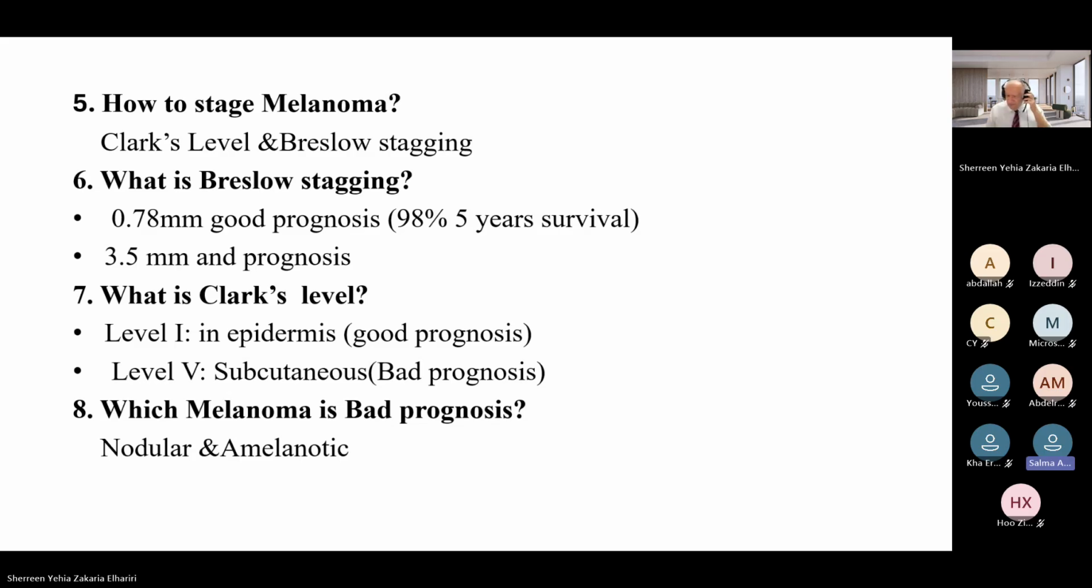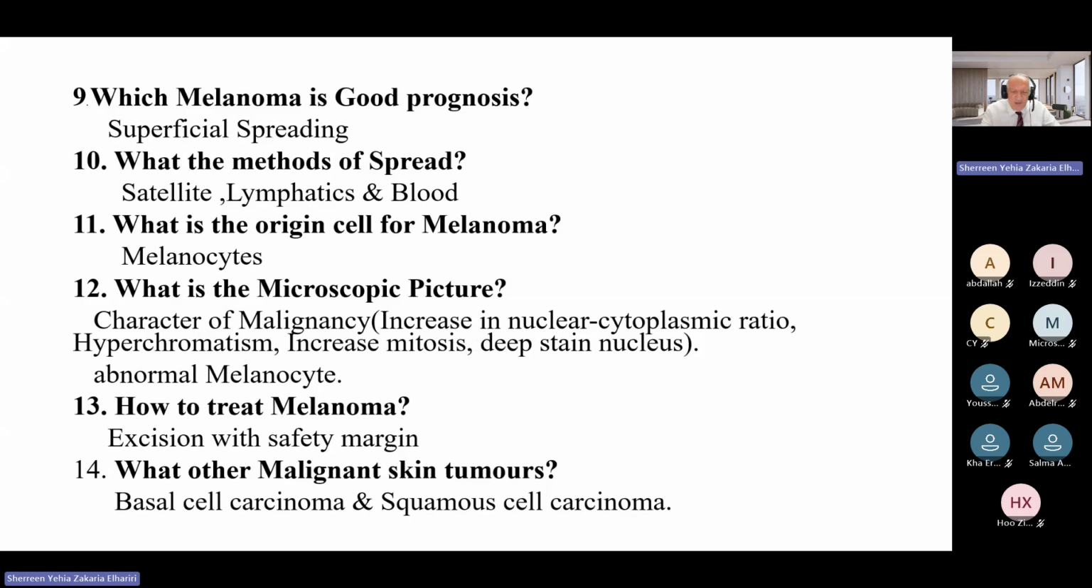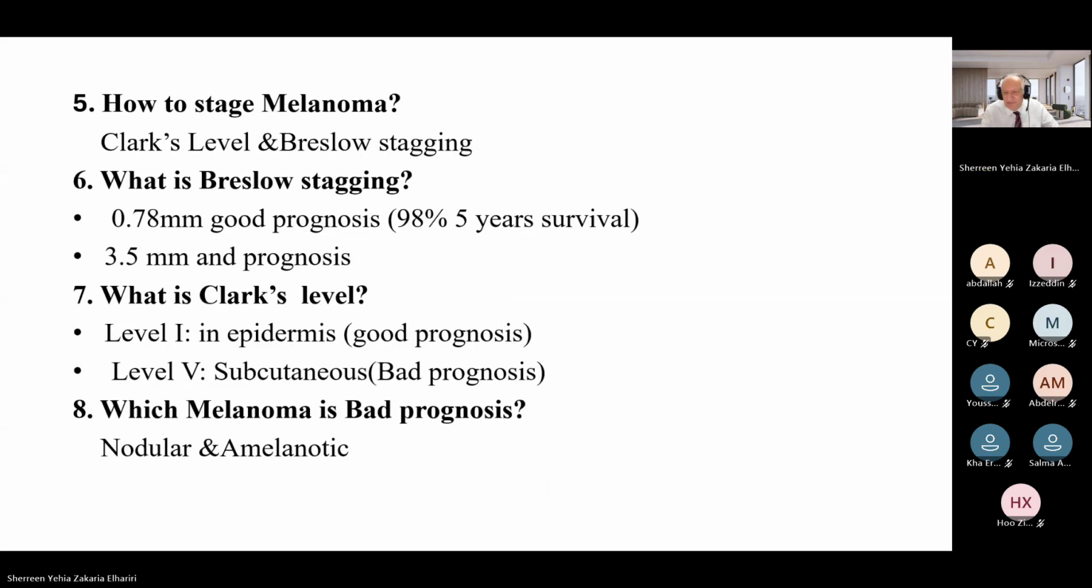Lymphatics, blood, and local, what is called satellite ganglia. What is the origin of melanoma? Melanocytes at the basal layer of epidermis. No, don't be so clever. Melanocyte is okay. If it is the basal layer of epidermis, it's called basal cell carcinoma. It is only melanocyte.